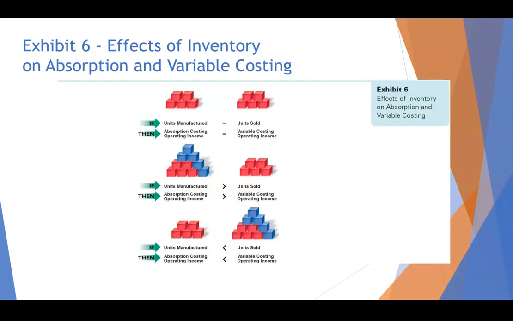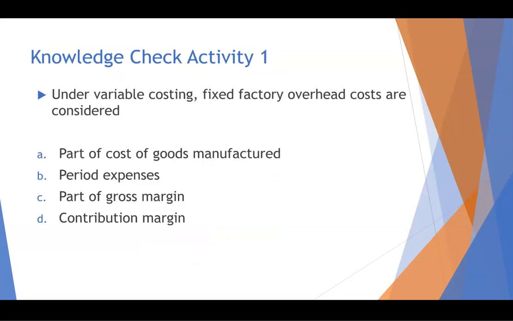Here you see, if the number of units manufactured is equal to the number of units sold, all's going to be fine. But if the units manufactured are greater than the units sold, then our absorption costing income is going to be greater than variable. If the units manufactured are less than the units sold, then our variable costing operating income is going to be greater than under absorption costing.